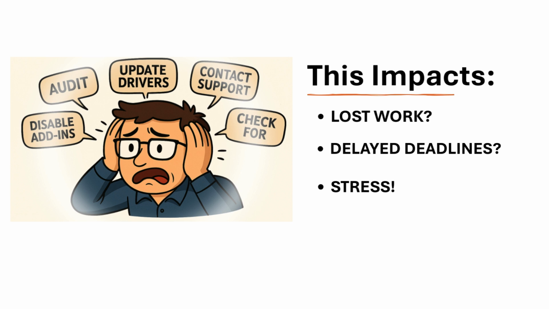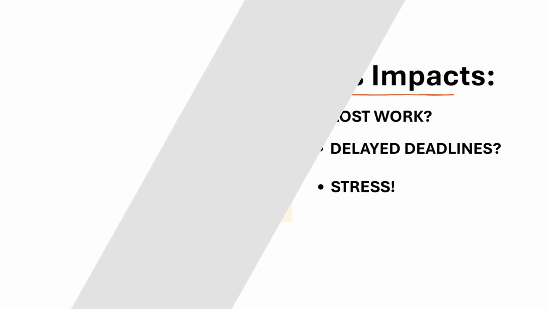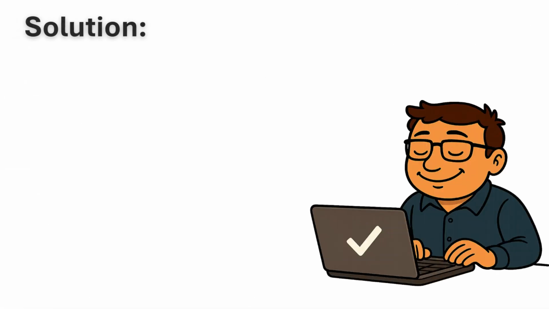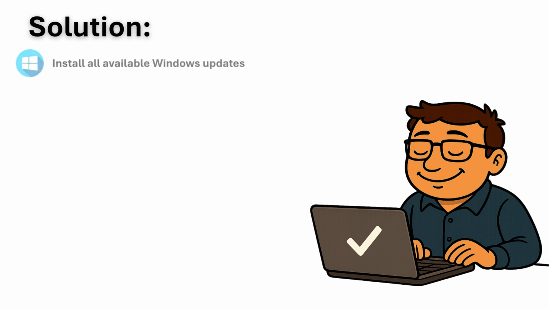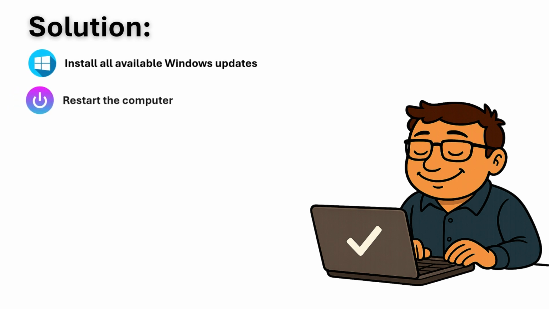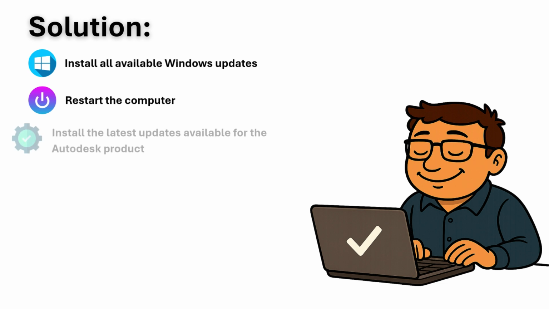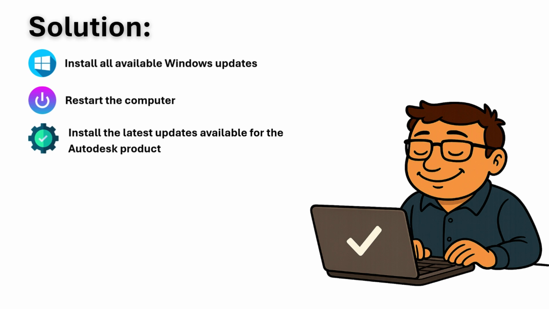Let's get your Revit stable again so you can get back to designing. Ready to stop the crashes? Go through this 6-step stability checklist. 1. Install all pending Windows updates. 2. Give your system a fresh start with a full computer restart. 3. Use Autodesk Access to install the latest updates and hotfixes for your Revit version.